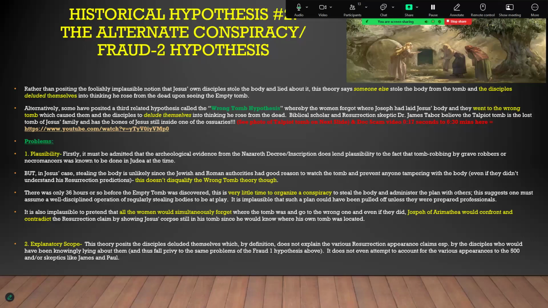In terms of explanatory scope, this hypothesis only works for explaining the empty tomb at best. That's all it attempts to explain. Then it pretends the disciples were deluded afterwards, that they deluded themselves into believing Jesus rose from the dead. But that would make them go against all of their prior theological Jewish beliefs. Delusion is usually accompanied by a strong mental deficiency or problem. We have no evidence that the disciples, let alone all of them, had some kind of cognitive deficiency that would make them prone to delusions of this sort. Let alone, this theory can't explain why skeptics like James or the Apostle Paul claimed to have appearances. They wouldn't have been deluded even if there was an empty tomb.